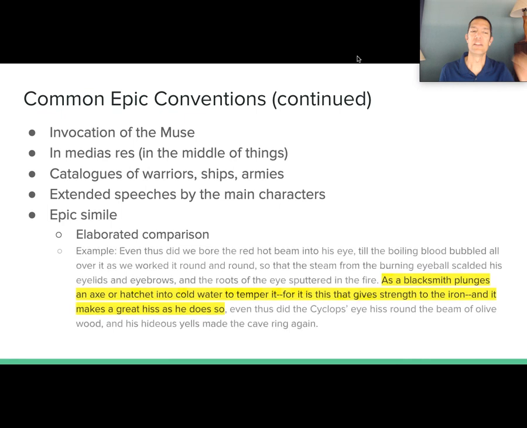The epic simile, which also goes on and on. Instead of just saying this orange peel is like the moon, it's something like this: "Even thus did we bore the red-hot beam into his eye, till the boiling blood bubbled all over as we worked it around and around, so that steam from the burning eyeballs scalded his eyelids and eyebrows, and the roots of the eye sputtered in the fire. As a blacksmith plunges an axe or hatchet into the cold water to temper it, for it is this that gives strength to the iron, and it makes a great hiss as he does so." So it's not just saying the blood was like wine. It's a long, giant description that goes on and on.